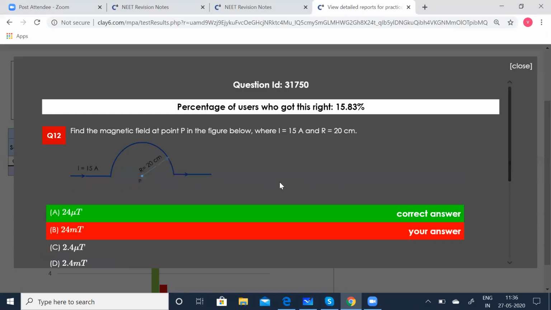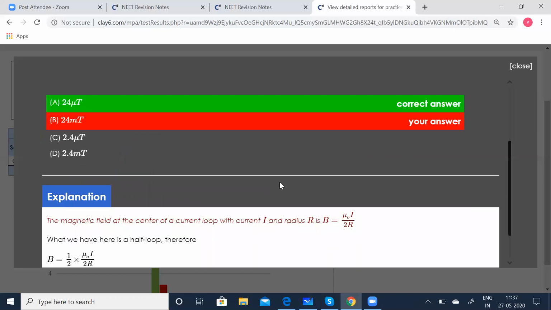Question 12 went wrong. Let's see that. Find the magnetic field at the point B. I calculated it as micro Tesla, and that is how you get confused, children. While calculating, we did it as micro Tesla, but milli Tesla is also given. So you shouldn't be in a hurry. Be careful while selecting the option. Even though our calculation was correct, we selected the option wrongly. This is how you get carried away, children.